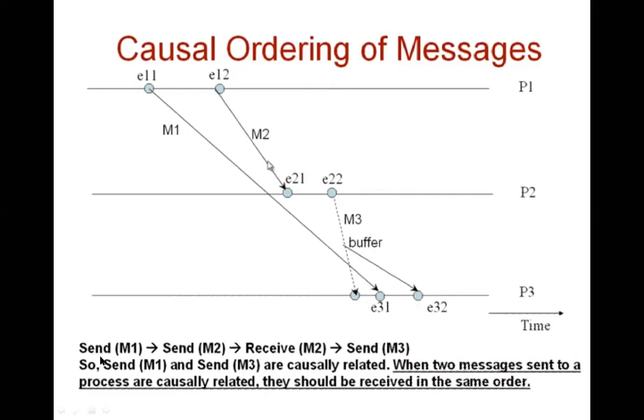So what is the relationship? Sending of M1 causes the sending of M2. Sending of M2 causes the receiving of M2. And receiving of M2 has caused the sending of M3. So sending of M1 and sending of M3 are causally related. And when two messages sent to a process are causally related, they should be received in the same order, meaning thereby first M1 should be received and then M3 should be received.